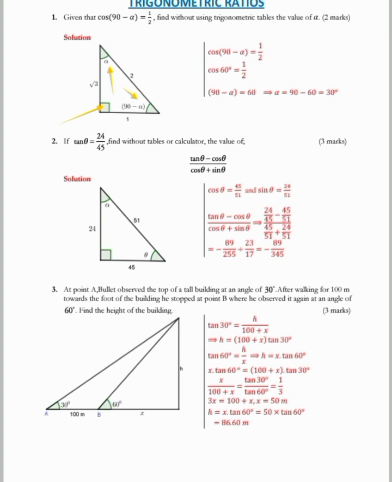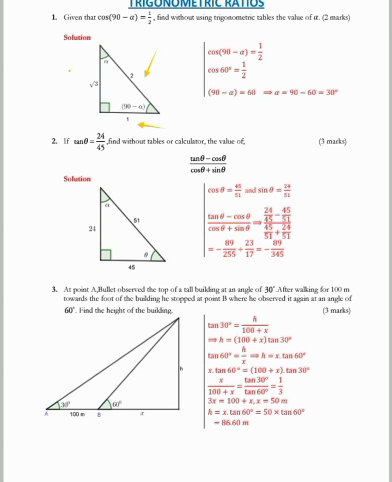So cos of 90 minus alpha equals adjacent, which is 1, over hypotenuse, which is 2. Then we can use Pythagoras theorem to obtain the height, because we have the base of this triangle to be 1 and the hypotenuse to be 2. Then the height, using Pythagoras theorem, gives us root 3. So therefore we are supposed to find the value of alpha.